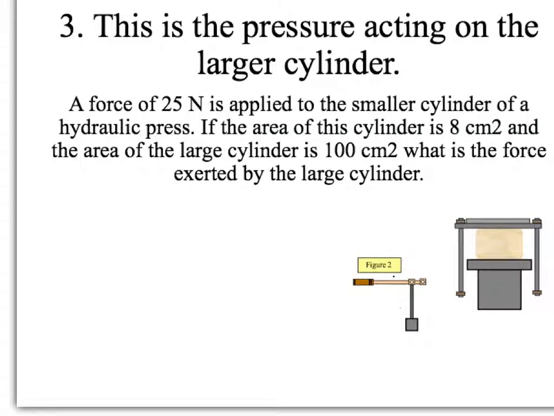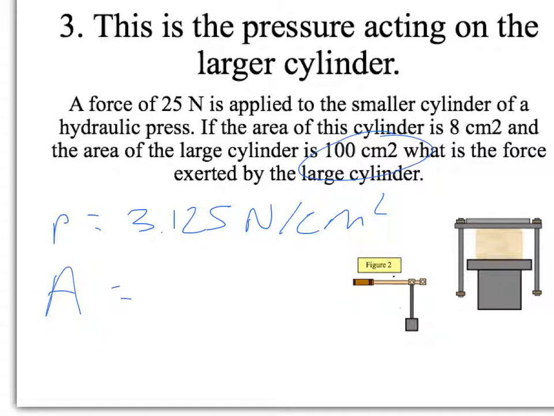So the next step is to realise that the pressure we worked out earlier is the same pressure in the liquid throughout, and therefore the same pressure acting on a larger cylinder. So the pressure on the larger cylinder is going to be 3.125 newtons per centimetre squared, and I also know my large area, which is equal to 100 centimetres squared. So I'll be able to work out my force, F, using pressure equals force over area. But we'll look at that on the next slide.